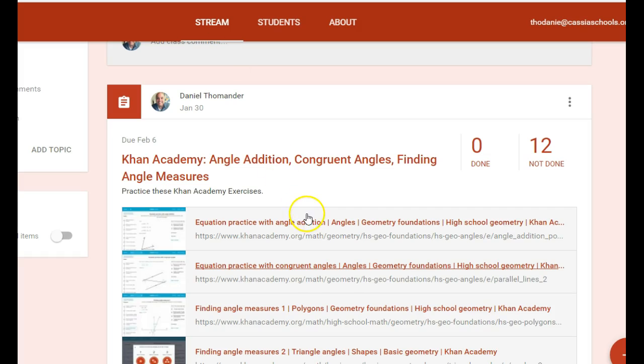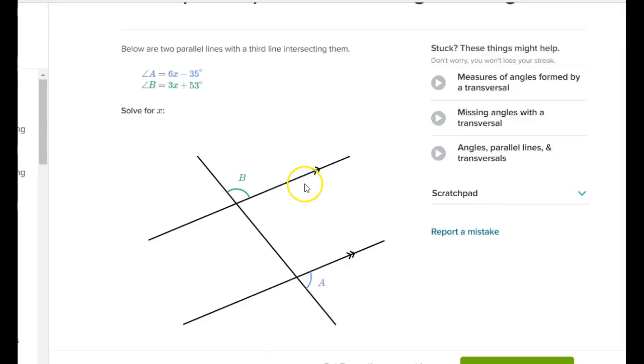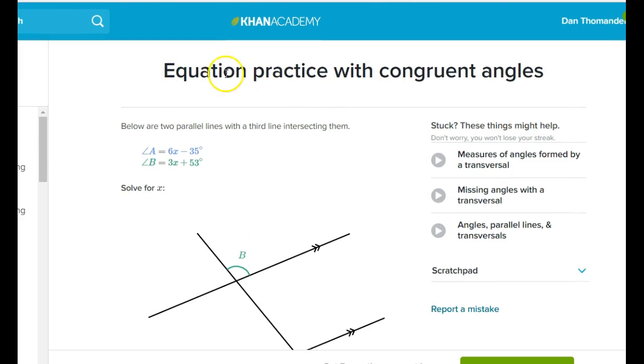Okay, so this is the next one here. It says equation practice with congruent angles. When you click on that link, you should go right here, Khan Academy, equation practice with congruent angles.